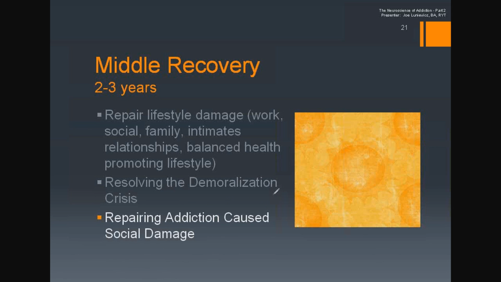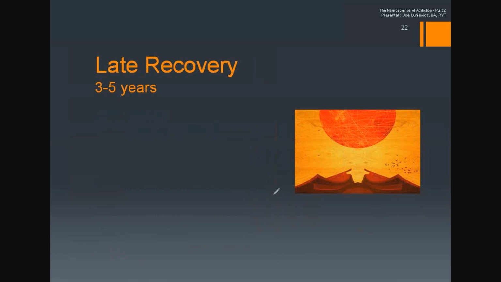Repairing addiction-caused social damage is what we've been talking about, and this idea of not only building, but then practicing a balanced lifestyle. So this usually happens after our folks leave. Right, it's part of aftercare and what the needs are around aftercare. And then we've got late recovery, which occurs again even past here. Really, the whole thing about late recovery is to deal with unfinished business from childhood.